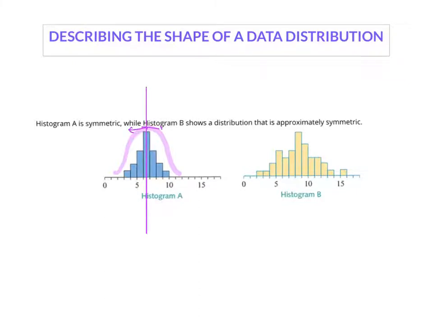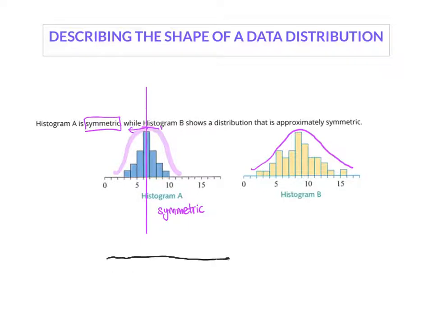When that happens, we call this symmetric. So this is an example of a symmetric data distribution. And it can just be roughly. So here it roughly looks the same, so we'll call that one symmetric. So that's a histogram.